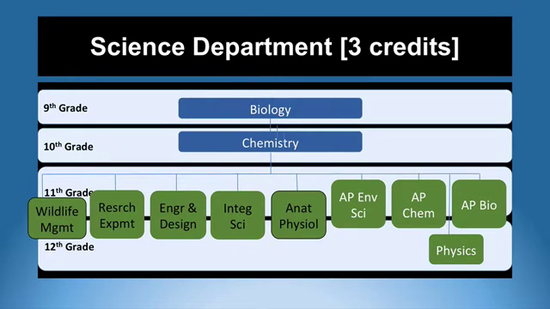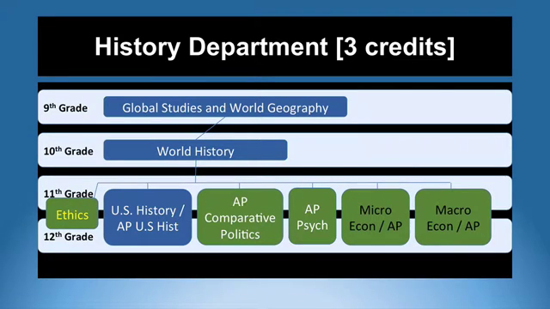3 years of science are required, and everyone must take biology and chemistry. After that, many different options become available, most on an every other year cycle. AP Environmental Science and Physics, however, are offered every year. 3 years of history are required, and all electives are offered every year.